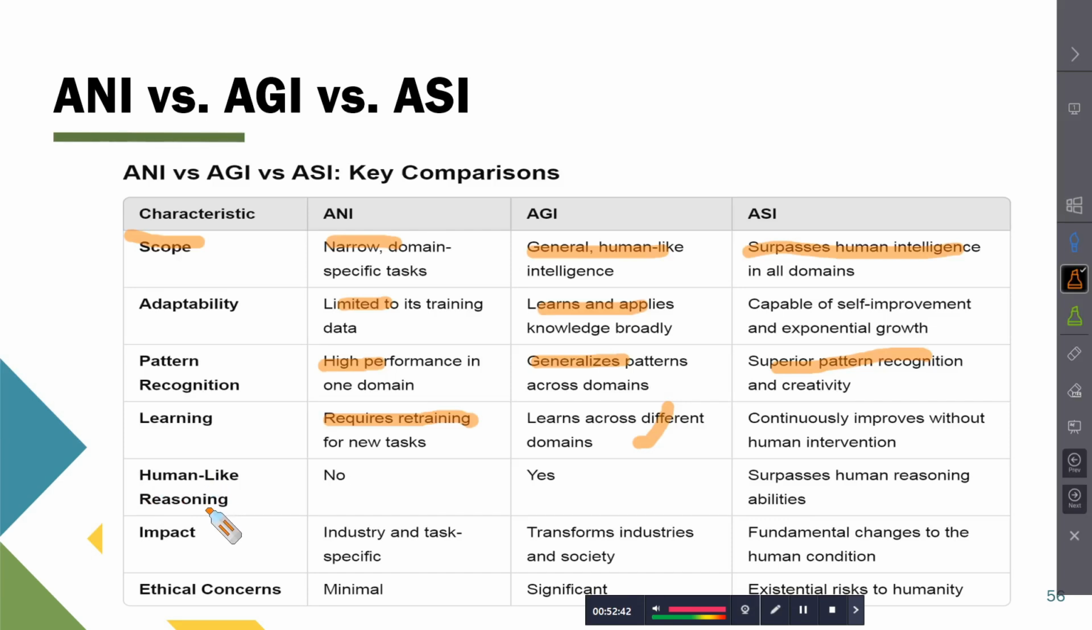So human-like reasoning: no for ANI, but yes for AGI. Here it is saying more than human ability. Impact: for ANI, it is for industry, but the impact of AGI is transformative, a fundamental change to humanity. Ethical concern: minimal, then significant. This is where we have a risk for humans.